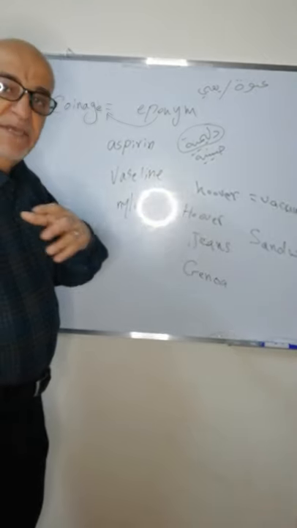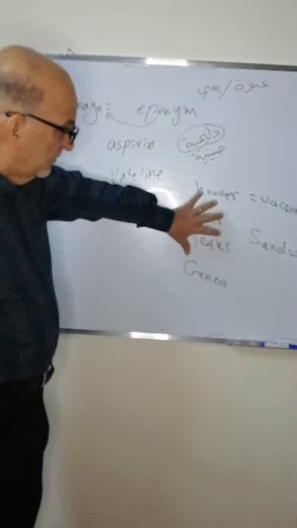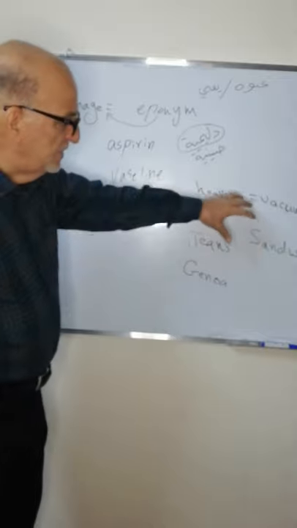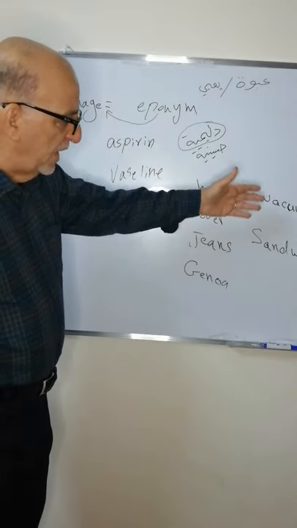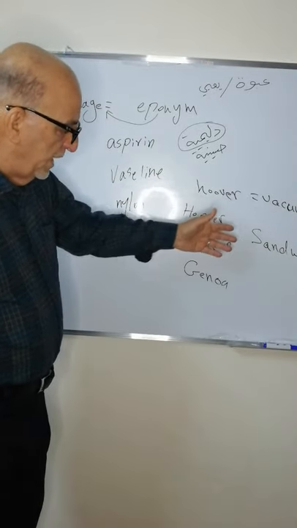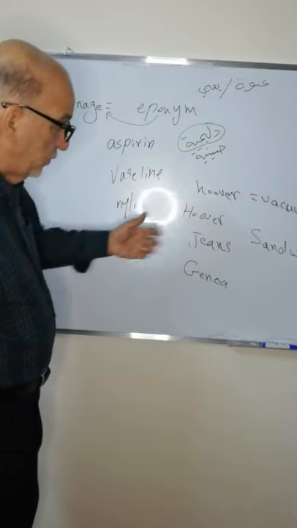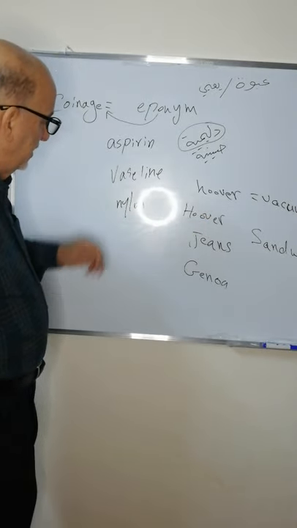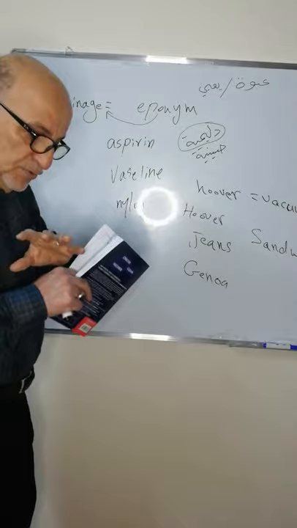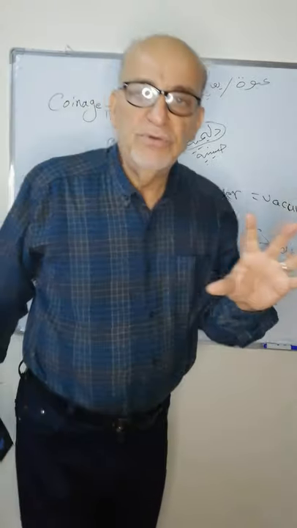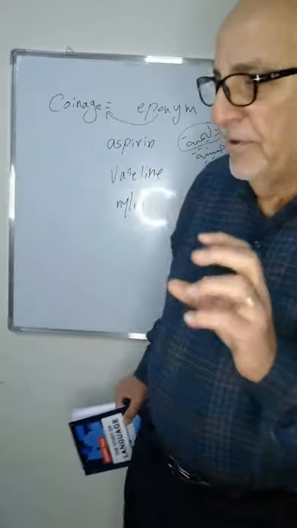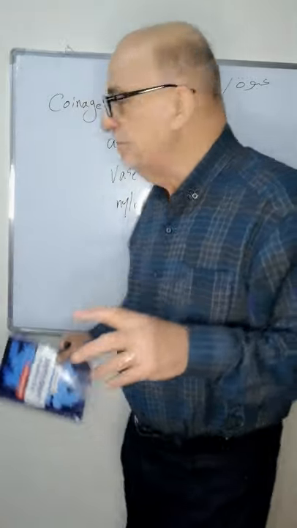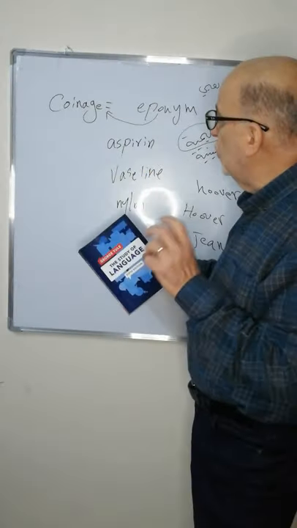They did not exist before. These are found, but we use them to call either a vacuum cleaner, or a sandwich, a food, etc., or cloth, as in jeans. But these are totally new. This is a very, very important point to distinguish between eponym and coinage.